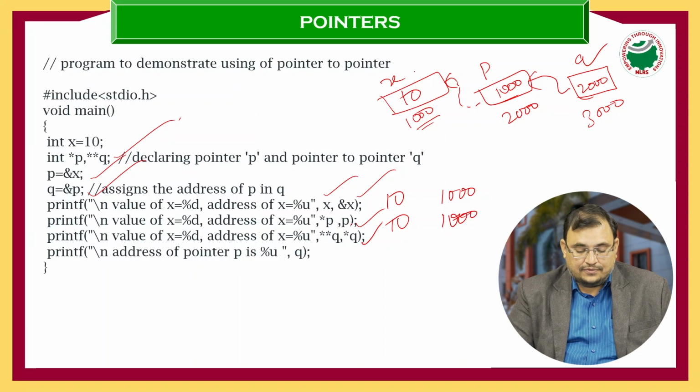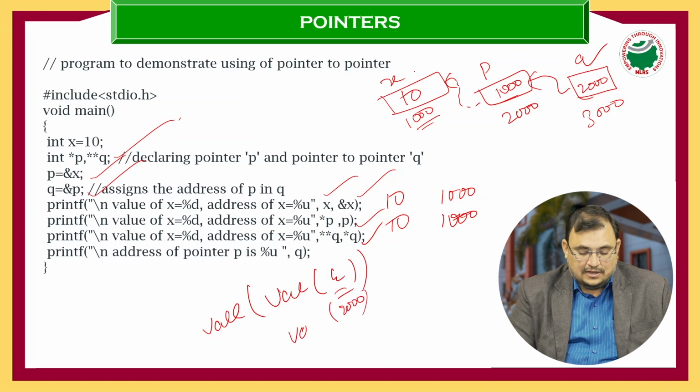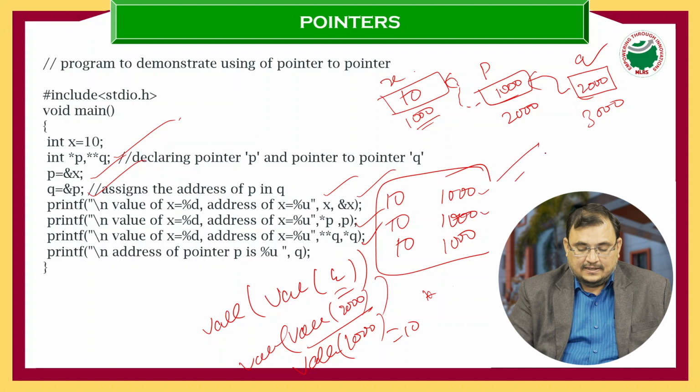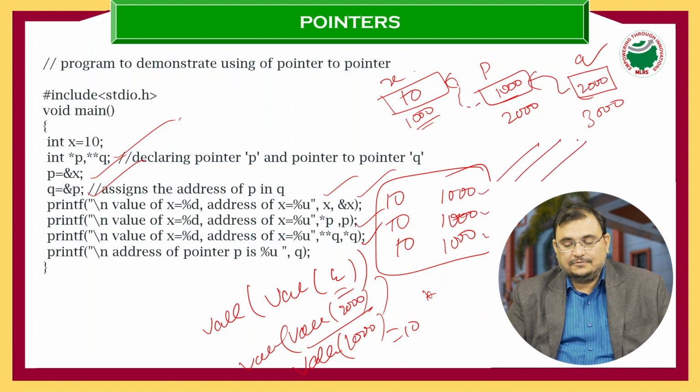So the value of q. What is q? Q is nothing but 2000. The value of 2000 is 1000, so again the value of 1000 is nothing but 10. It means the answer is 10 here. And the value of q, nothing but, gives 1000. So the same answer will come. One is direct, the second is indirect, and the third one is pointer to pointer.